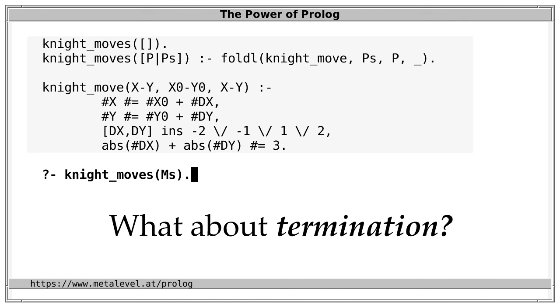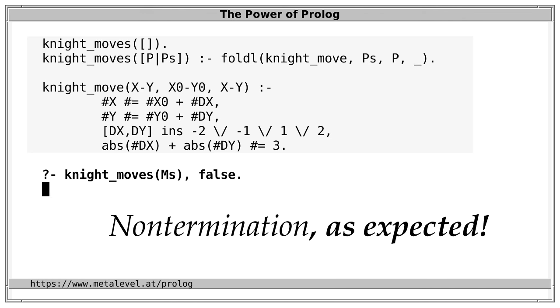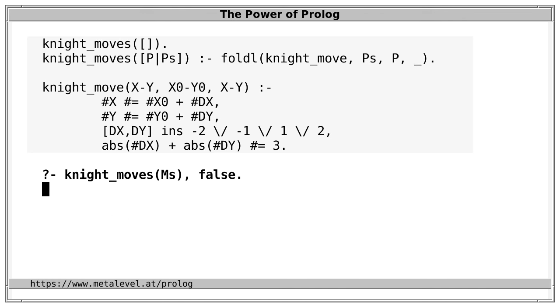Then what about termination? If we add false to the query, then it cannot succeed, and only termination remains to be observed. And in this case, the query does not terminate. And that's expected, because the predicate is supposed to describe infinitely many answers. So we interrupt this with Control-C, okay?